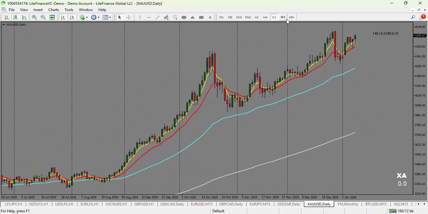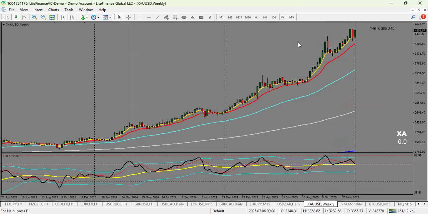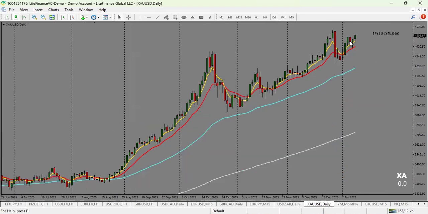So let's start our analysis with gold today. Gold has been having a bullish market structure. This is the monthly time frame. You can see it's very bullish. On the weekly time frame, you can see the market had a retracement, but as for last week, the market continued with the bullish trend.